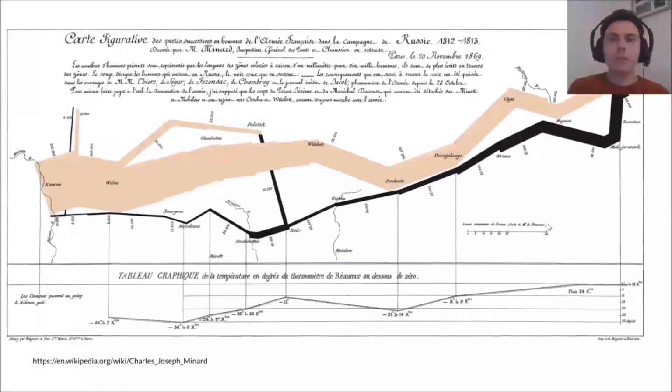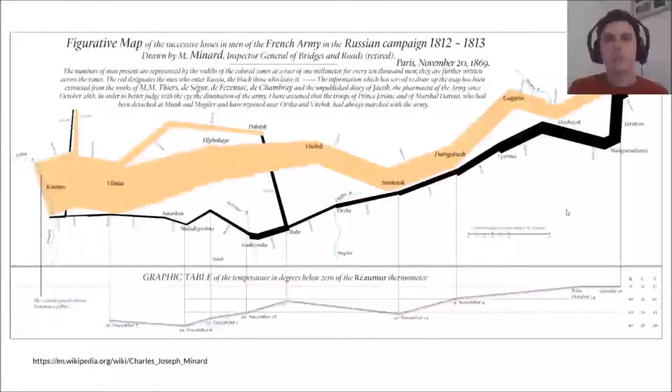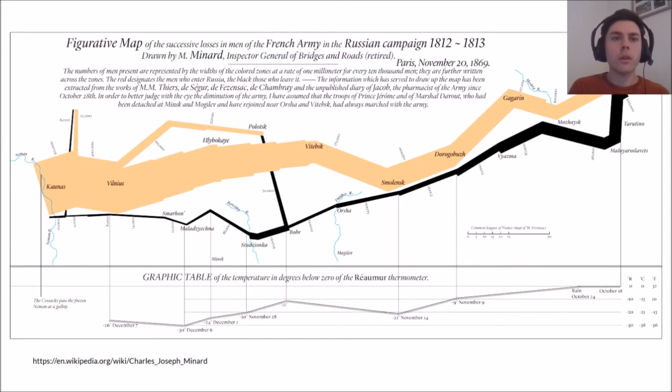This is the original version, and I will just switch to one with a little higher resolution. And this is a visualization that Charles-Joseph Minard created for Napoleon's Russia campaign in 1812. You can see a map with the border between Poland and Russia on the left and Moscow on the right. And this beige band here stands for the number of people in the army.